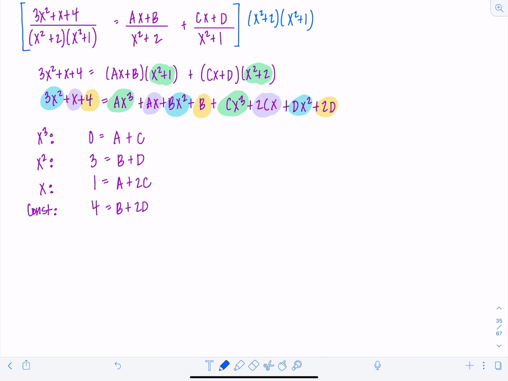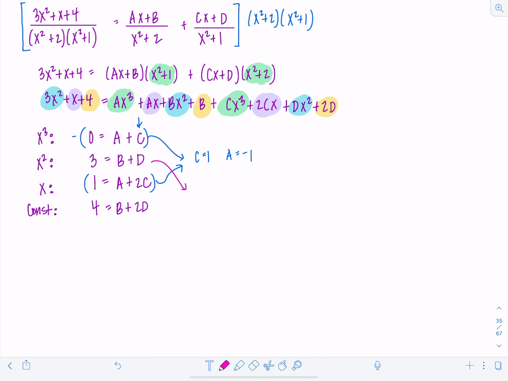All right, now notice the first and third equations only involve a and c. If I subtract this first equation from the third one, a cancels out, and I just get 1 is equal to c. So that means c is equal to 1. And if c is equal to 1, then that means a equals -1.